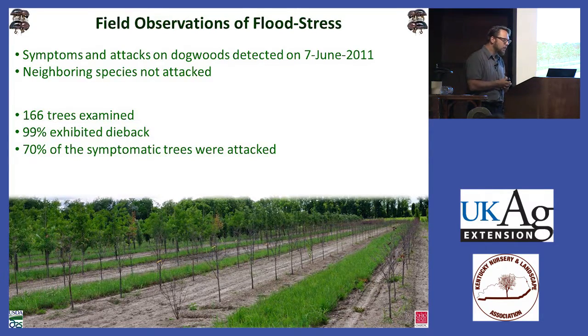So we examined 166 of these trees, and 99% of them exhibited dieback, as you can see here. But only 70% of these trees were actually attacked by ambrosia beetles. So in other words, the ambrosia beetles were acting secondarily. These trees were not killed by ambrosia beetles. There were other issues going on that attracted beetles to these trees.